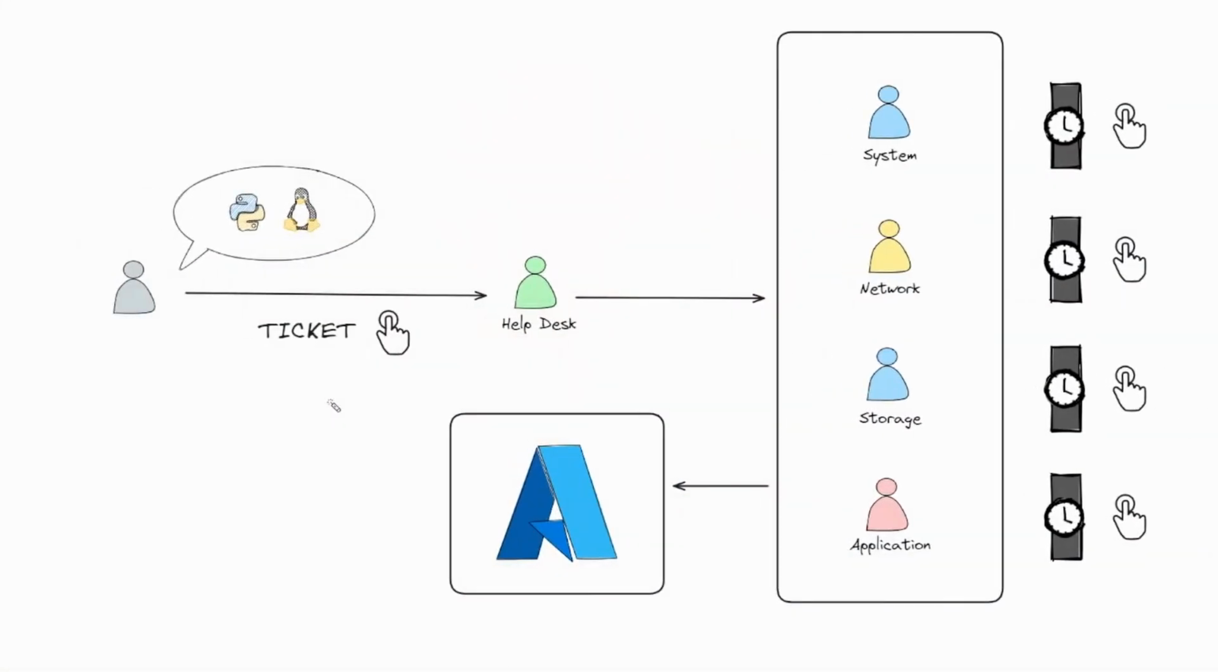Okay, so before discussing Terraform, I want to give you a little bit of knowledge about infrastructure as code. As you can see on this diagram, we have a user who wants to create an application running on Linux with Python. Obviously, he's going to create a ticket to the help desk for several tasks, which are going to be done by the system team, network, storage, and application team. As you can imagine, it's going to take some time, and there are going to be manual operations before having your infrastructure running on Azure. So it means that you can have a lot of time between each task, and errors.